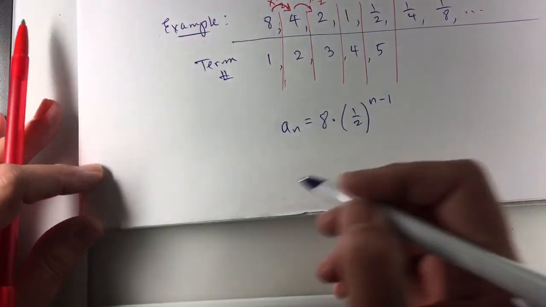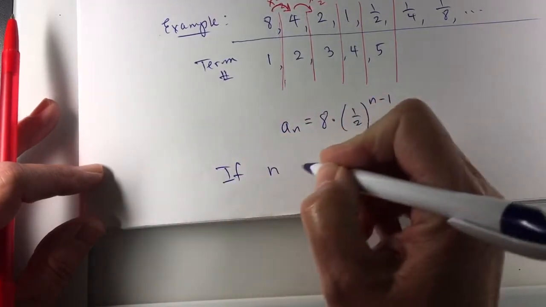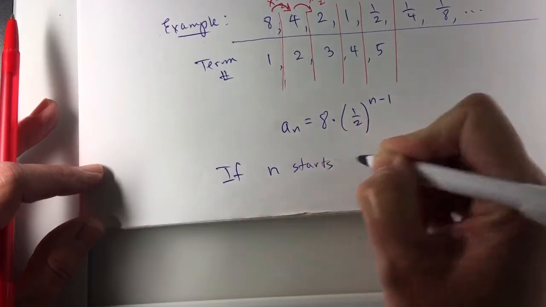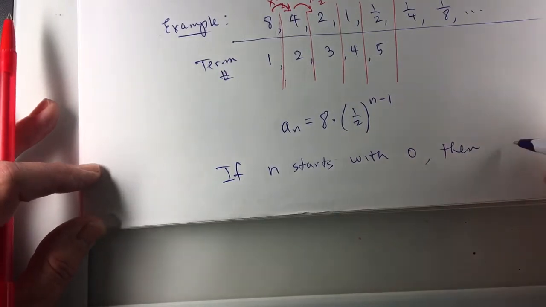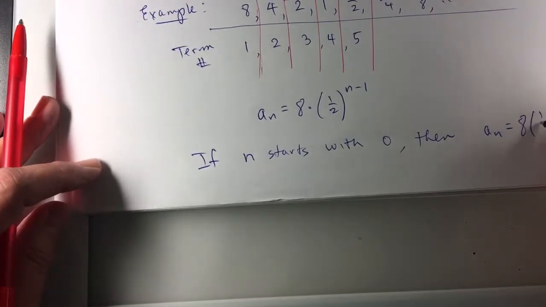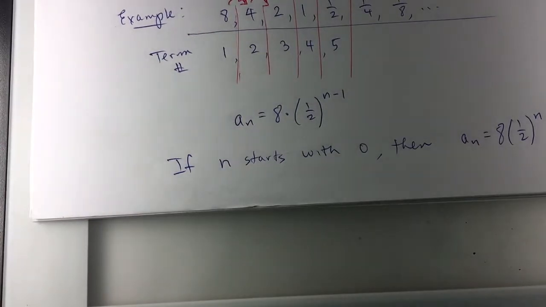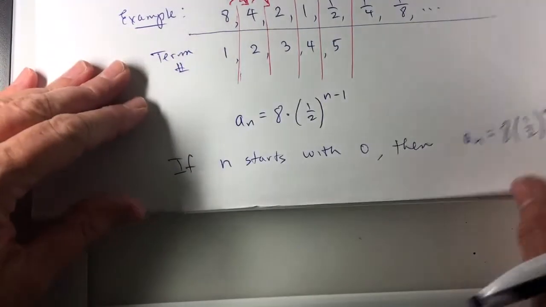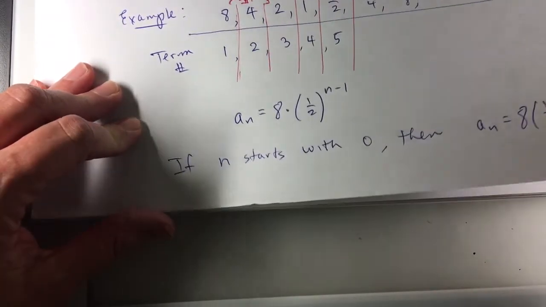So if n starts with 0, what is it? If n starts with 0, then a sub n is 8 times 1/2 to the n. And then n is 0, 1/2 to the n is 1. The first term is 8. So I have that. And the little blurb at the top there, we could think of this as a function whose domain is just the integers.